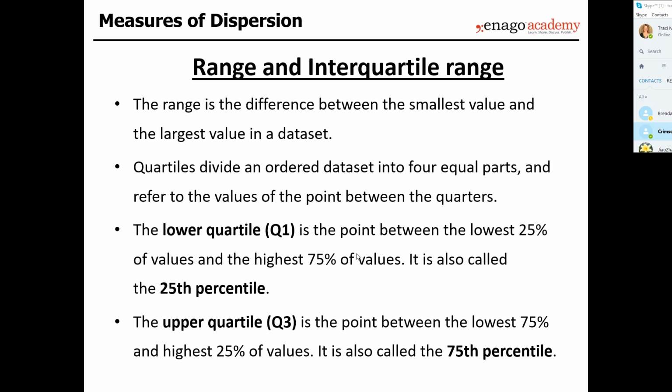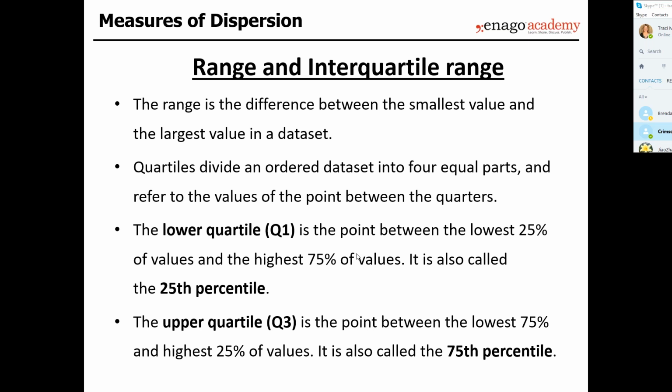And then we have range and interquartile range. The range is the difference between the smallest value and the largest value in a data set. Quartiles divide an ordered data set into 4 equal parts, aka quarters, and refer to the values of the point between the quarters. So the lower quartile, Q1, is the point between the lowest 25% of values and the highest 75% of values. It is also called the 25th percentile.